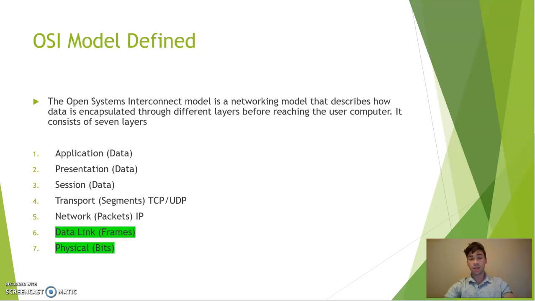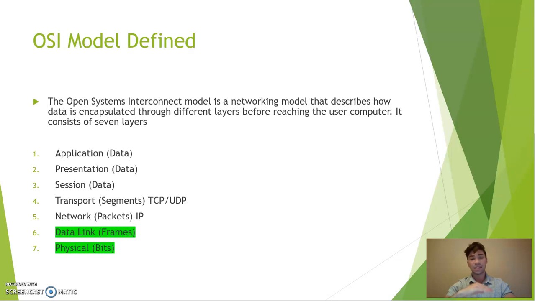Next, we're going to be talking about the OSI model. The OSI model lets people know how data is transmitted through the 7 layers. The layers we're going to be talking about today are the physical and data link layers, which are the 6th and 7th. The OSI model pretty much shows how data travels across the network.